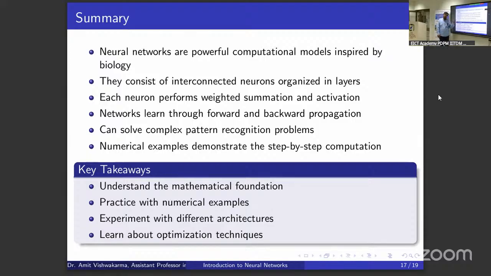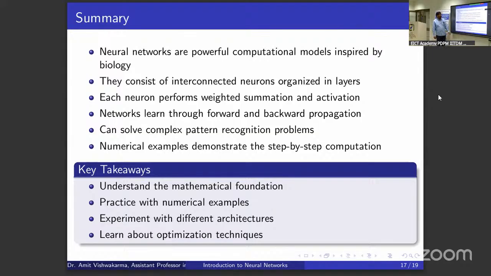Understanding the mathematical formulation, which you can follow for other algorithms as well. Practice the numerical example or some architecture. One question is there now: increase the number of hidden nodes by one. So you can modify the architecture also. Modify the architecture, and learn about optimization.